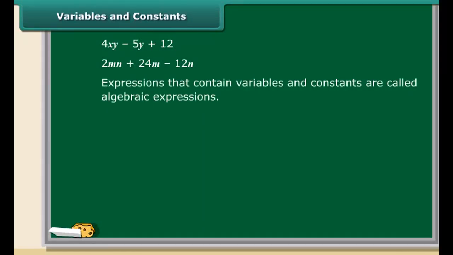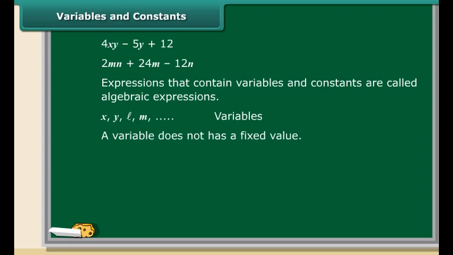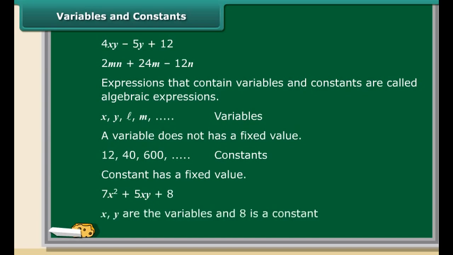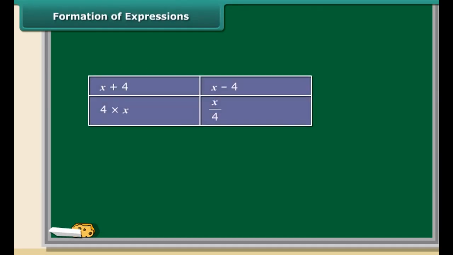Expressions that contain variables and constants are called algebraic expressions. The letters such as x, y, l, m, and so on are used to denote variables. So a variable can take various values and its value is not fixed. On the other hand, a value that does not change is a constant. So in the expression 7x squared plus 5xy plus 8, x and y are the variables and 8 is a constant. Algebraic expressions are formed by combining variables and constants with the help of addition, subtraction, multiplication, and division.